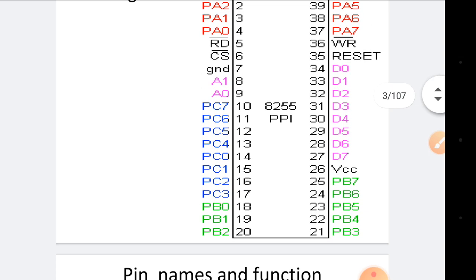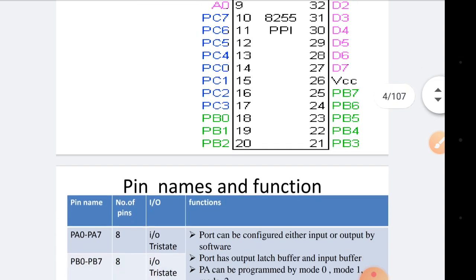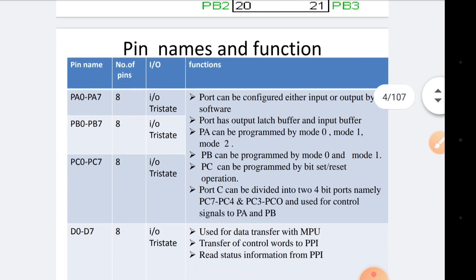And to supply the power of the 8255, we apply the ground signal at pin number 7 and the VCC signal at pin number 26. This is the pin diagram of the 8255.